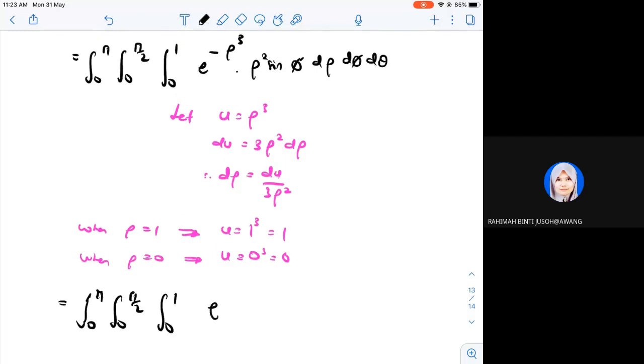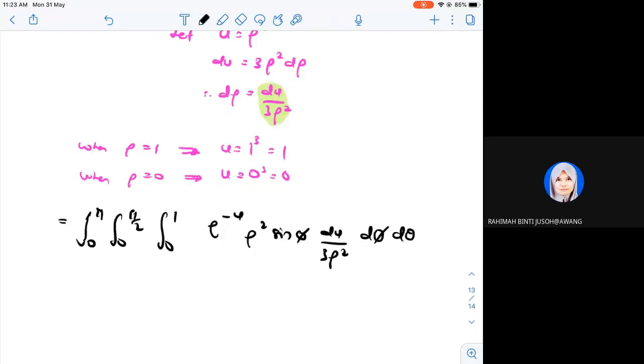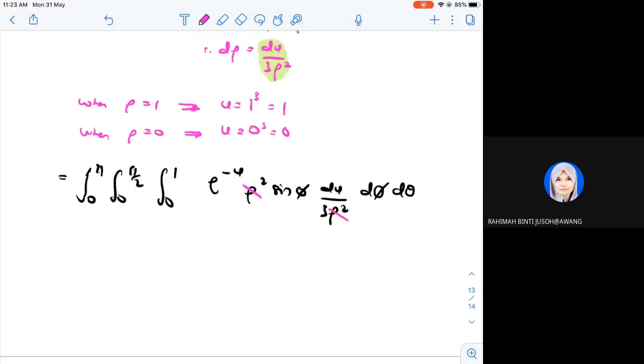And then exponent negative u, and we have rho squared here. Sin phi d rho. d rho is du over 3 rho squared. This one, d rho equals to du over 3 rho squared. Okay, so we have d phi d theta. Alright, so now we can cancel this rho squared with the 3 rho squared below. So 1 over 3 can be taken out.